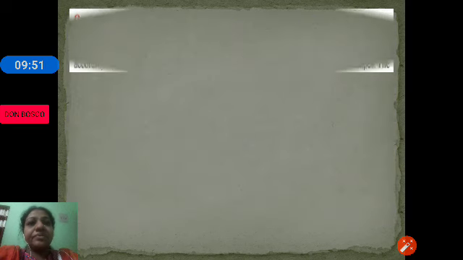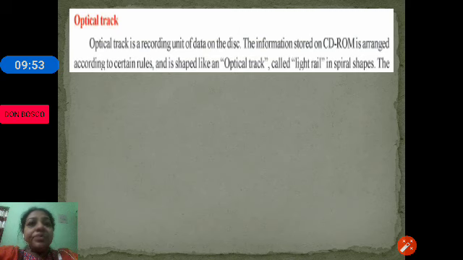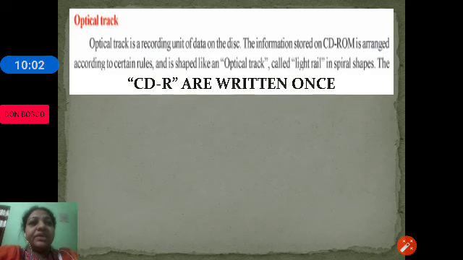So optical tracks. Optical track is a recording unit where the data is stored on the disk. The information stored on the CD-ROM is arranged according to certain rules, and that shape is called optical track, also called light rail, and this is in spiral shape.